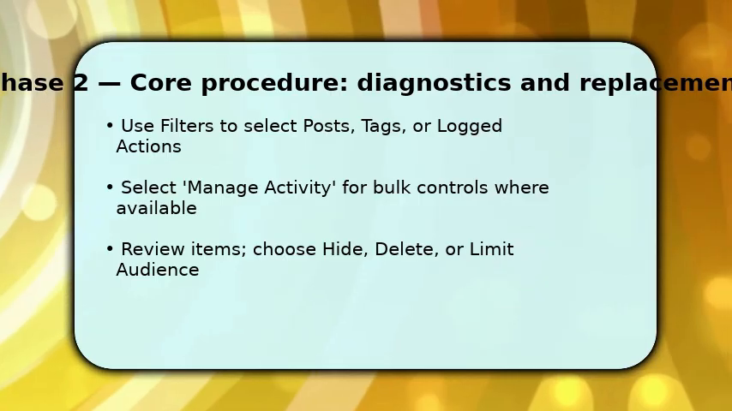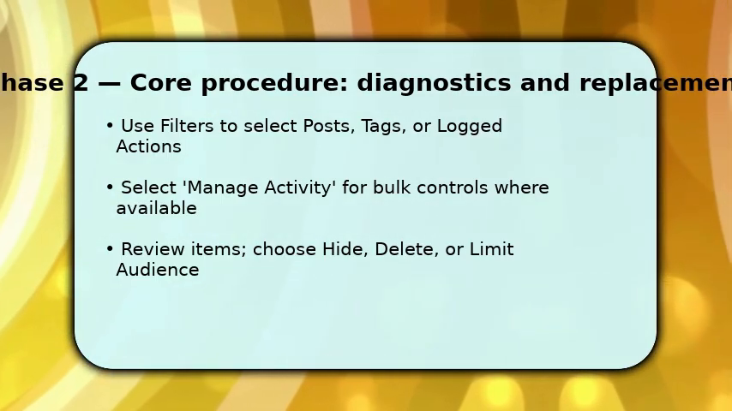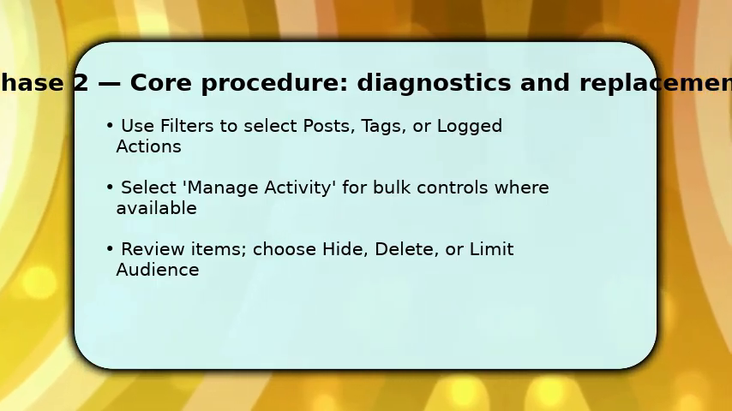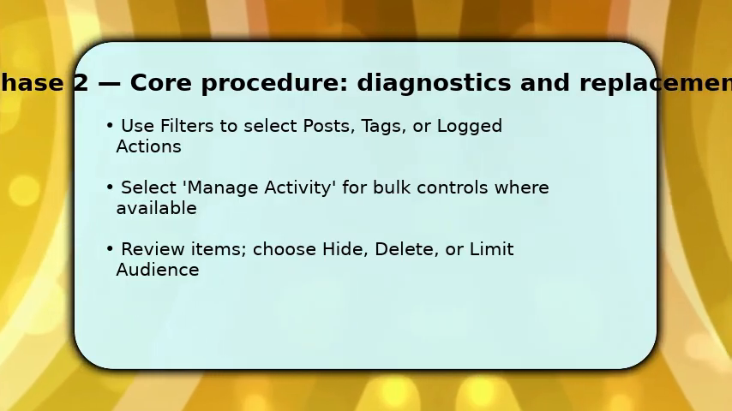Review selected items carefully because choices like delete are permanent, while archiving hides content but keeps it retrievable. Make decisions item by item when unsure, and make sure to confirm each bulk action.